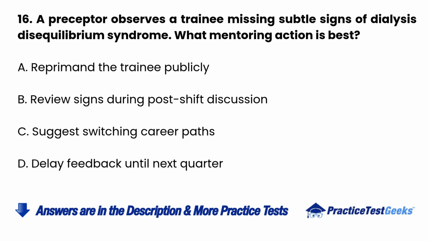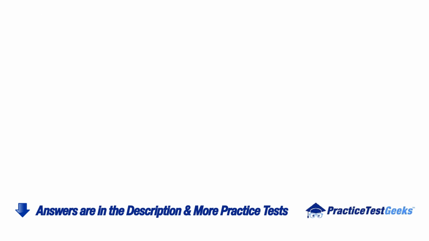16. A preceptor observes a trainee missing subtle signs of dialysis disequilibrium syndrome. What mentoring action is best? A. Reprimand the trainee publicly. B. Review signs during post-shift discussion. C. Suggest switching career paths. D. Delay feedback until next quarter.